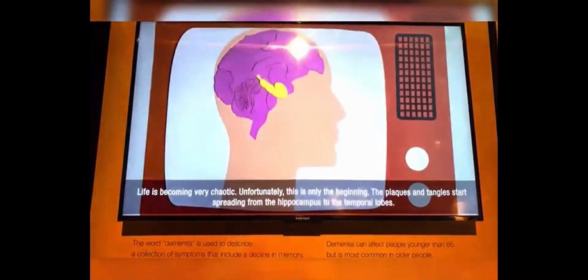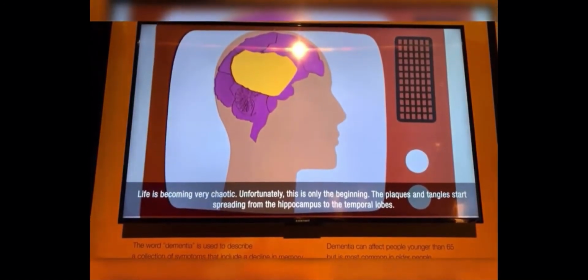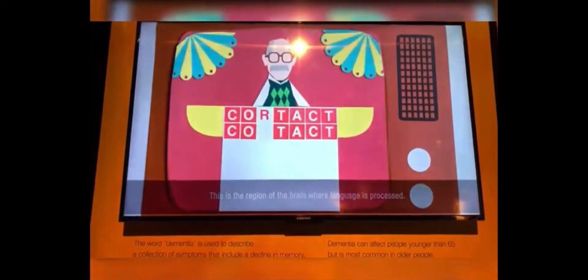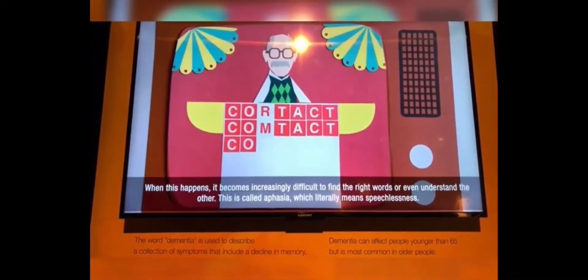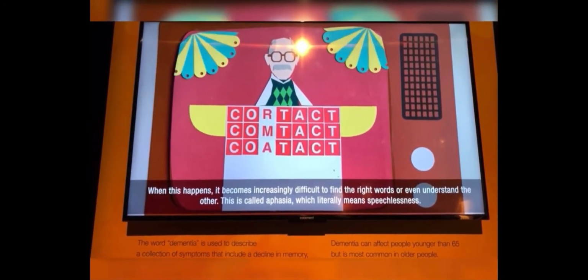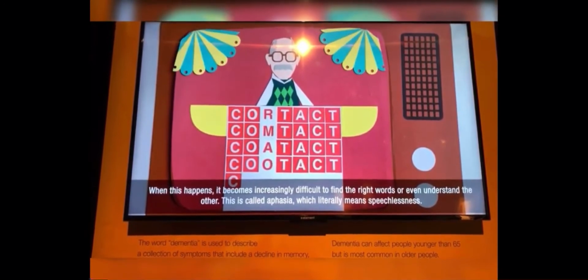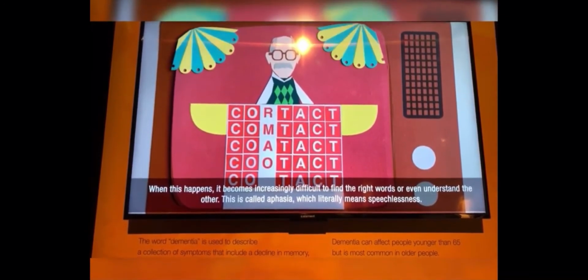The plaques and tangles start spreading from the hippocampus to the temporal lobes. This is the region of the brain where language is processed. When this happens, it becomes increasingly difficult to find the right word or even understand the other. This is called aphasia, which literally means speechlessness.